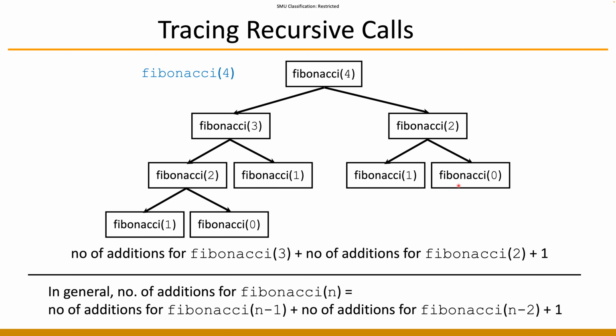And then if you continue, when you reach 4, you have Fibonacci 3 on the left-hand side and Fibonacci 2 on the right-hand side, right? So essentially, it's the number of additions in Fibonacci 3 plus the number of additions in Fibonacci 2, and then you have one more to combine them. So the number of additions, in other words, is the addition for n minus 1, plus the addition for n minus 2, and then plus 1.